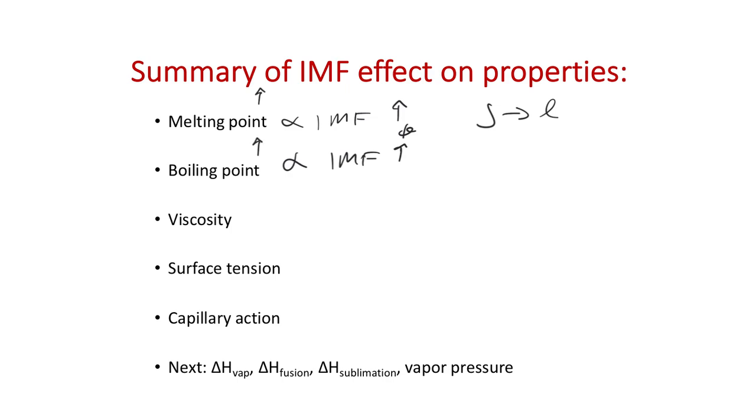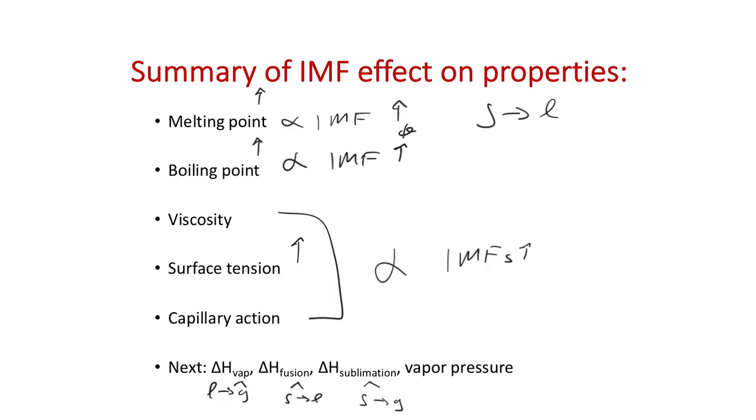We saw the same thing for these properties here: if you increase intermolecular forces, you increase all of these properties as well. Then we have a few more properties to go, and that is the enthalpies associated with phase changes. We call those the delta H of vaporization, the delta H of fusion, and the delta H of sublimation. We'll define those in a few moments. These are the phase changes associated with the liquid to gas transition, the solid to liquid transition, and the direct solid to gas transition for sublimation. We'll see a relationship between those and intermolecular forces on the next couple slides. Then we'll also relate those to vapor pressure.